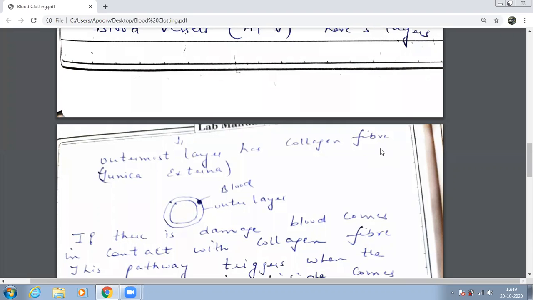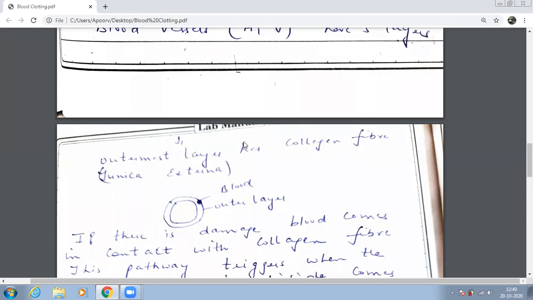Outermost. Tunica externa. Outermost layer. Yes, what is the name? Tunica externa. Sometimes it is also known as tunica adventitia. Then tunica media. Tunica media must be which layer? You can easily guess. Middle layer. Medium. It must be the middle layer. And then we'll have an inner layer also. We can guess the name of the inner layer. Tunica intima. Very good.